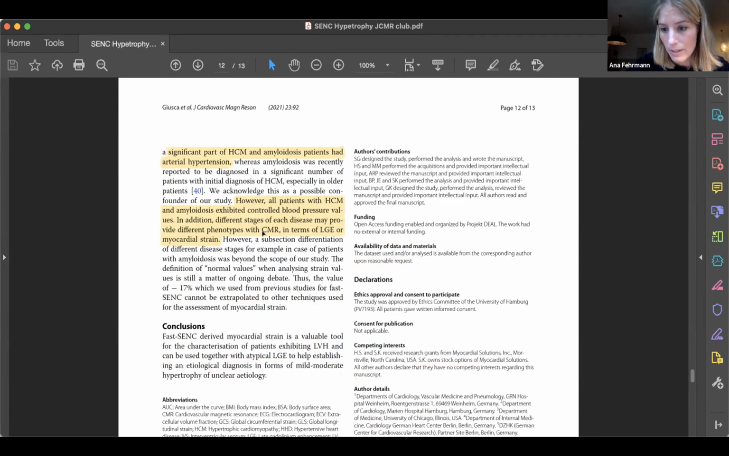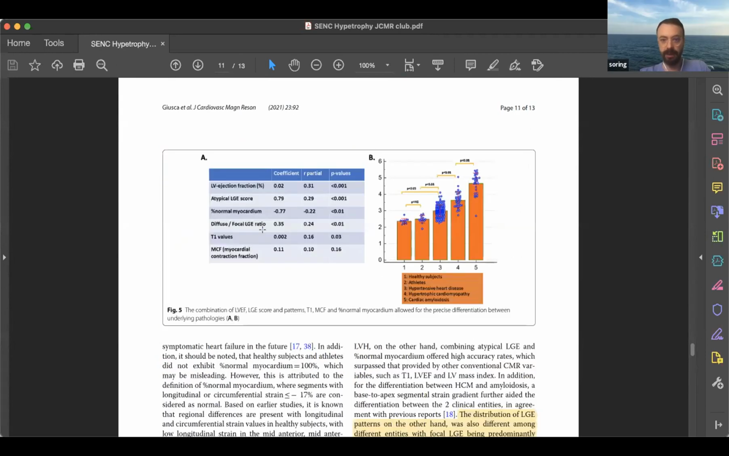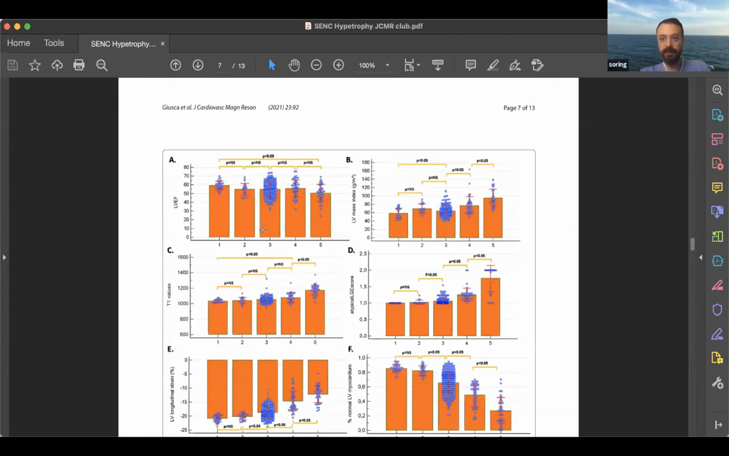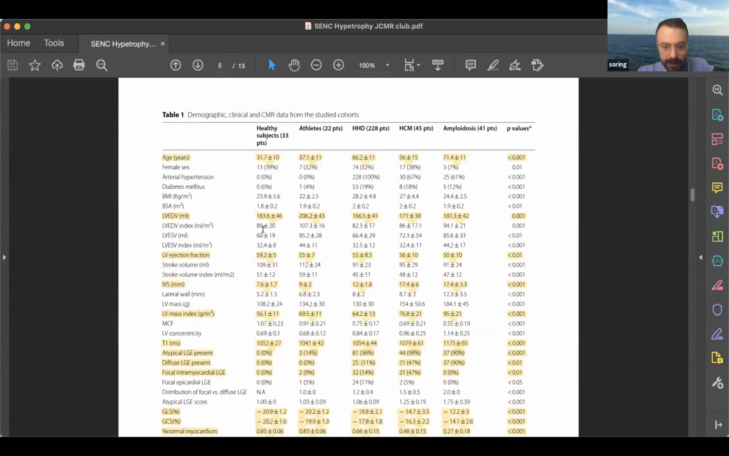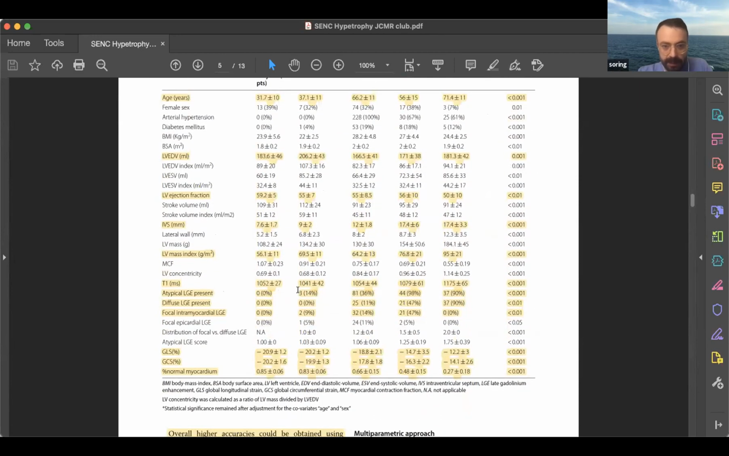Is it common that 10% of athletes have LGE? So this is a well-known fact. Also, our athletes exhibited LGE. I will look at the table. So this is the atypical. This is 14 percent of athletes. Previous studies have shown the same thing. So until now, the clinical relevance of this LGE is unknown.